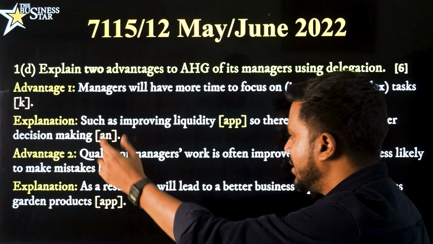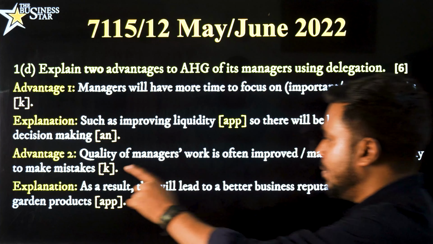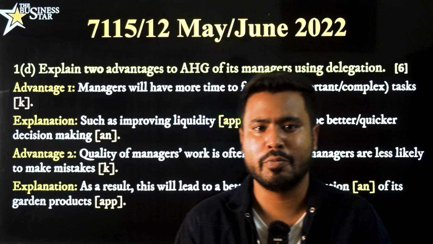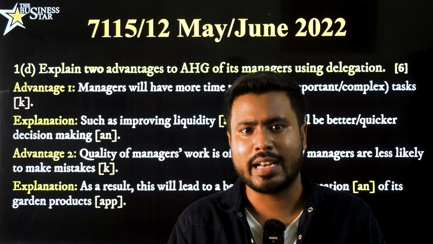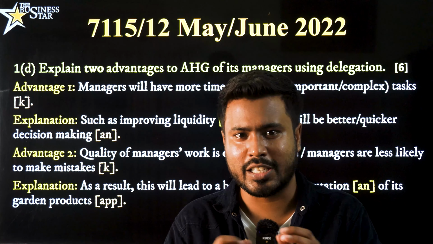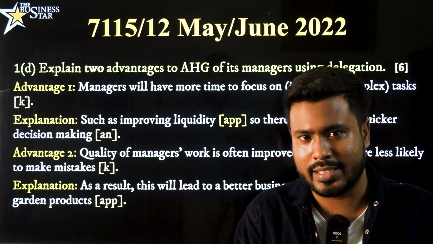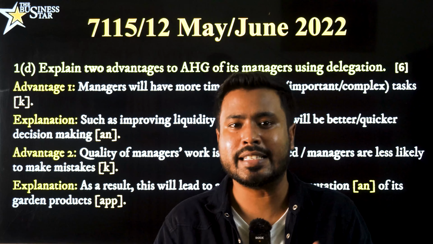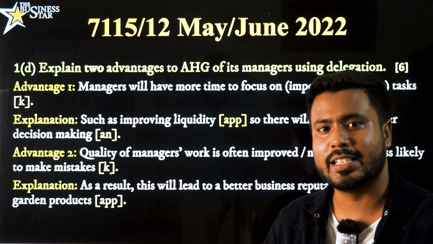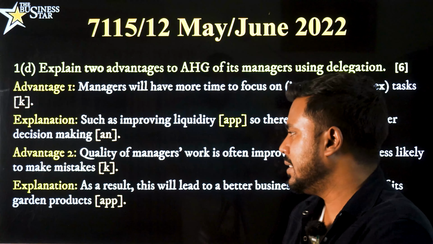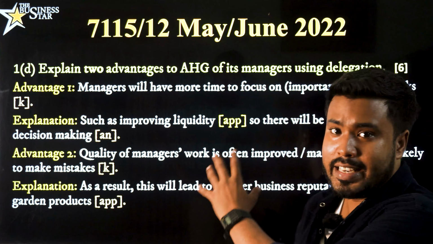In advantage 2, the answer would be quality of managers' work is often improved and managers are less likely to make mistakes. If a manager is working with 100 different projects, it becomes very pressurizing for the manager, and the manager cannot usually focus on a specific project. So when the manager is delegating some work to its subordinates, okay, subordinates means employees who work under a manager, what happens is the quality of the manager's work is often improved, okay, and they're likely to make less mistakes.